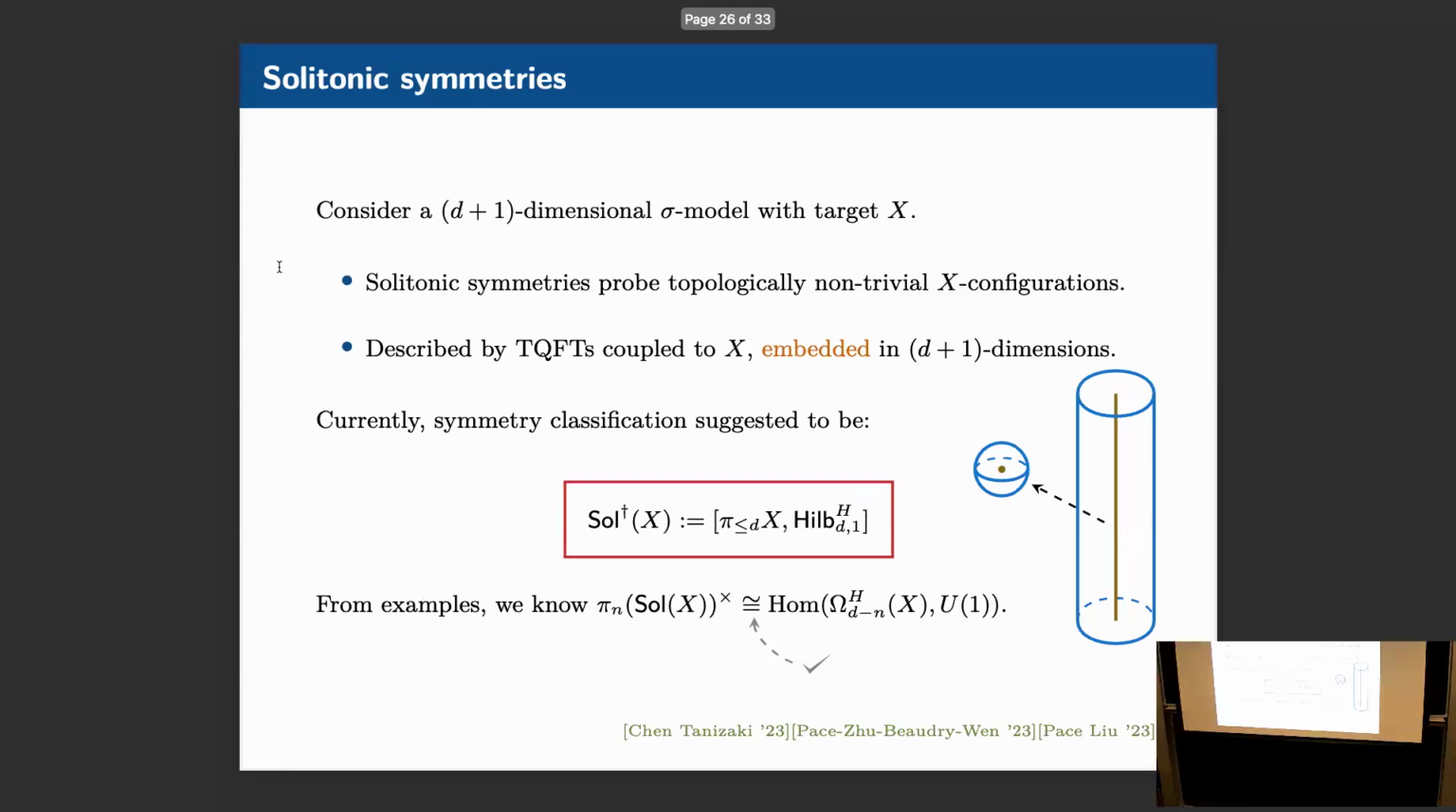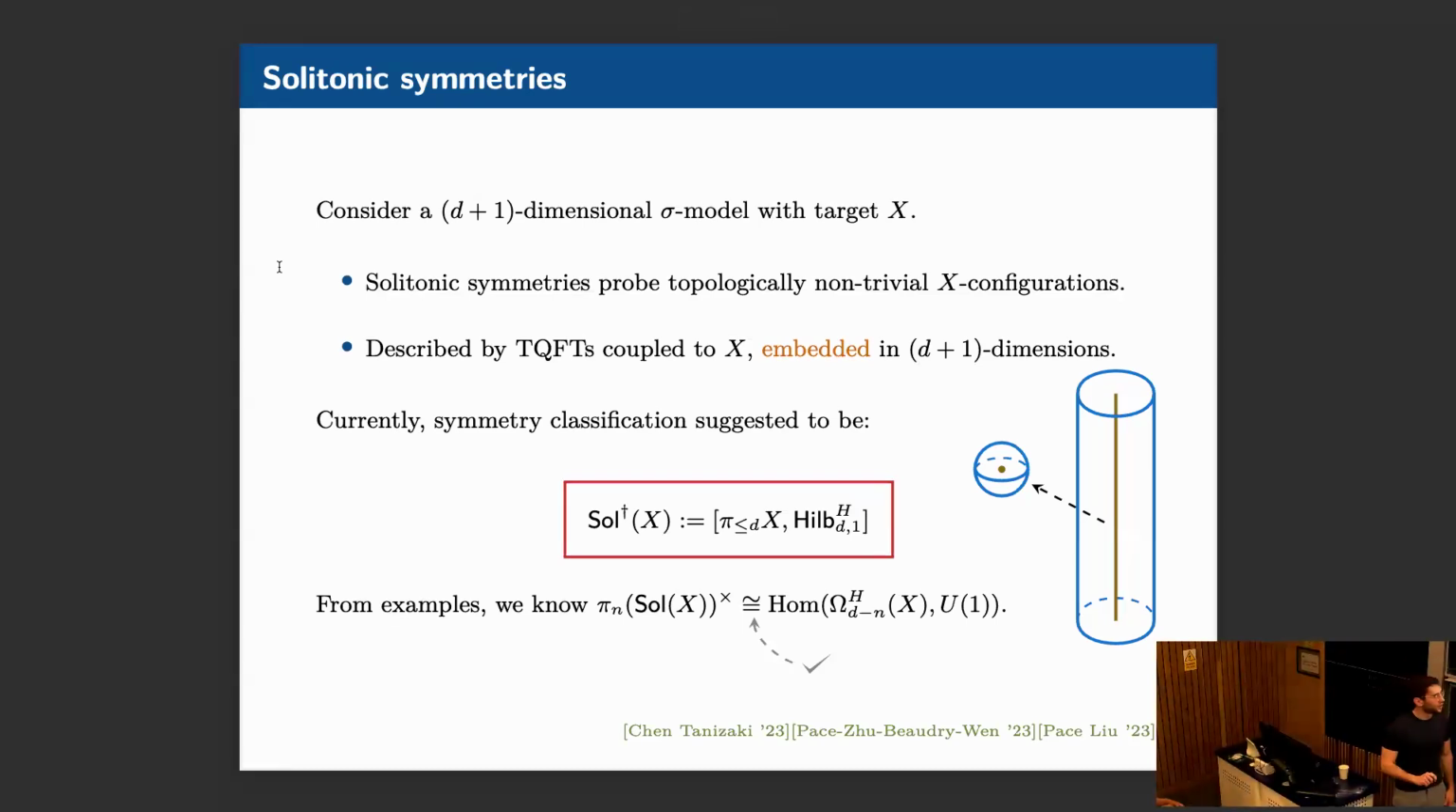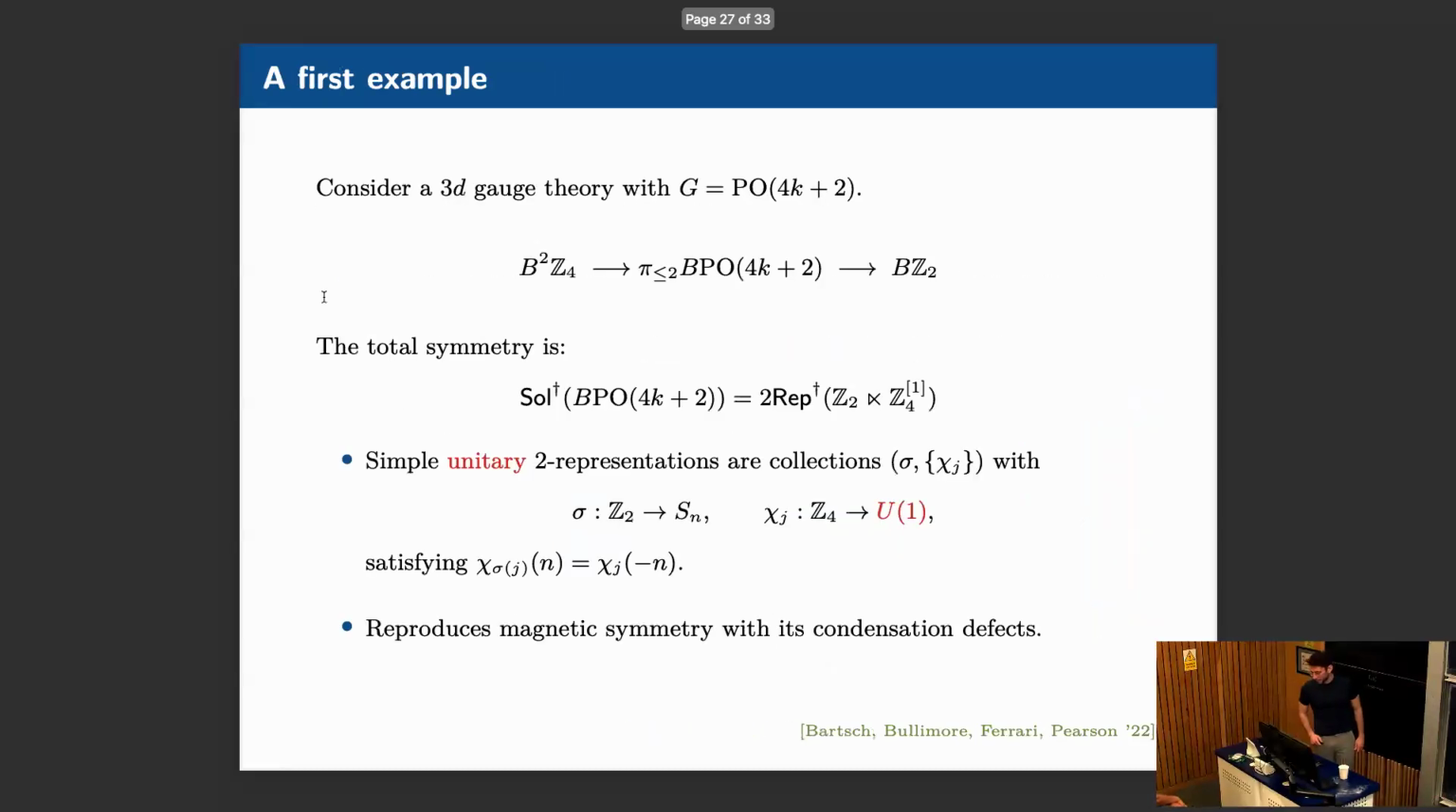So the natural claim is that we should change the statement from before by replacing our d-vect with some versions of our Hilbert spaces, which now take into account unitarity. And once we do this, we have essentially by construction the fact, at least, that it makes a good match with the unitary, invertible part of the solitonic symmetries. So we can try to compute some examples.